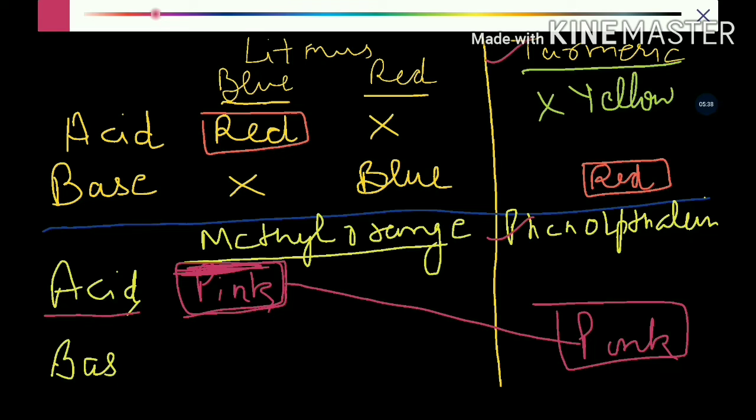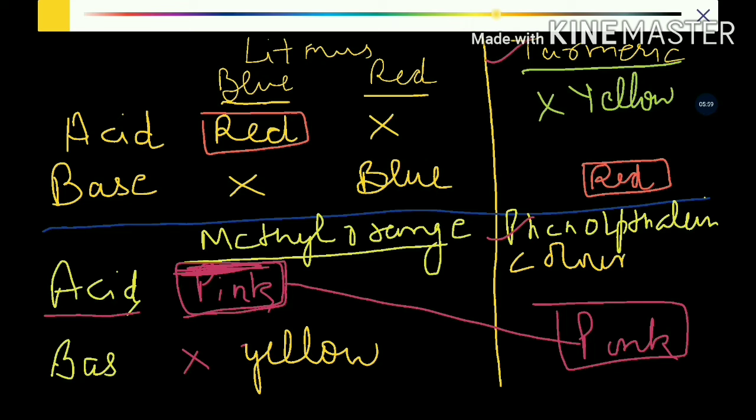Litmus and turmeric are natural indicators that are opposite, and methyl orange and phenolphthalein are opposite. So in base, methyl orange will show no change in color. Methyl orange is orange, so it will remain almost the same, that means it will remain yellow in color. Phenolphthalein is colorless, so it remains colorless.